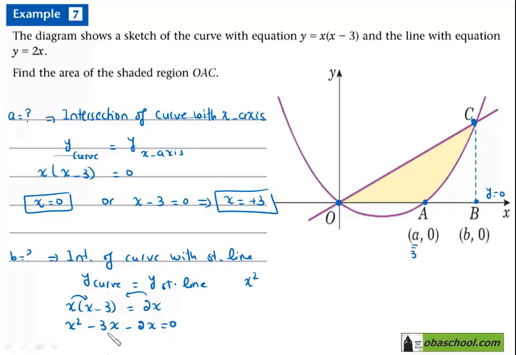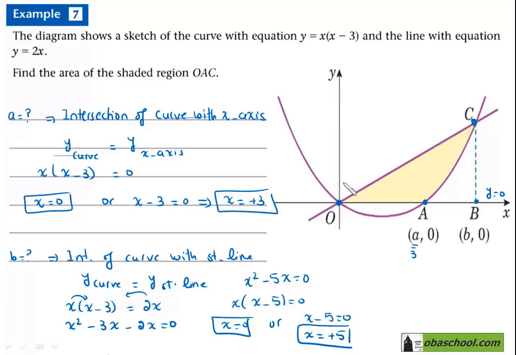X squared minus 5x is equal to 0. This is a quadratic equation that is equal to 0. So we will factorize. X is common, so x into x minus 5. X is equal to 0, or x minus 5 is equal to 0, so x is plus 5. The x is equal to 0 when they intersect at the origin, and the b is plus 5.